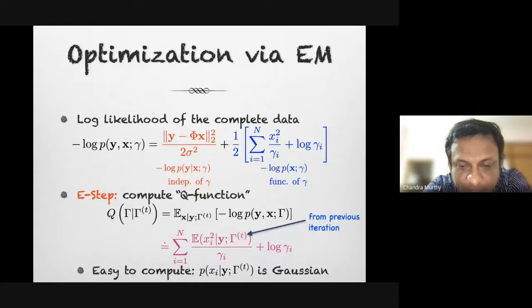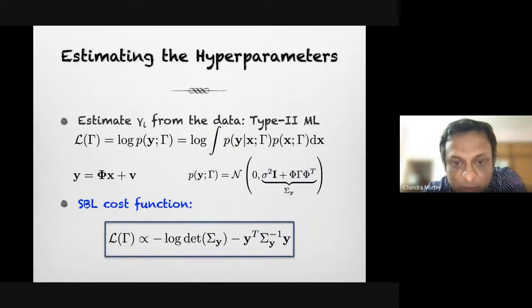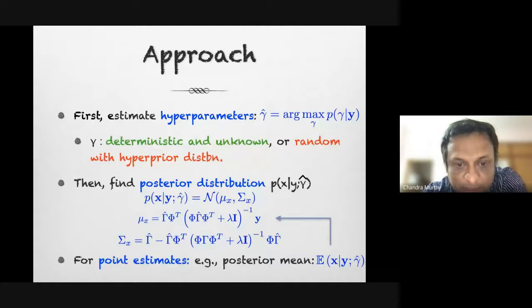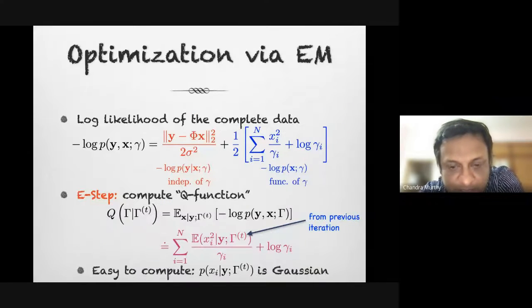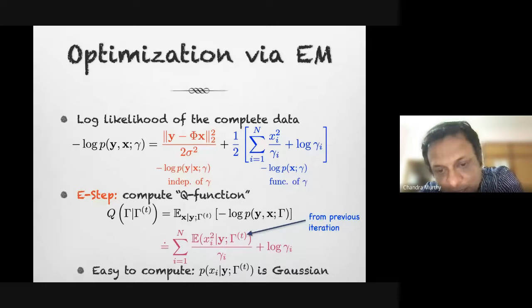This expected value of x_i squared given Y and gamma of t actually follows from this formula here, which is this mu x as written in this slide. That is exactly, or actually the trace of the sigma x written in this slide. So that is just that expectation of x_i squared. So the sum of the expectation of x_i squared. So this is also easy to compute.